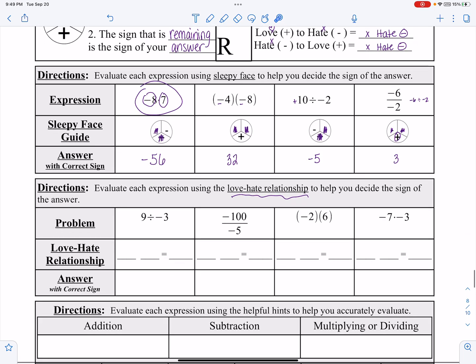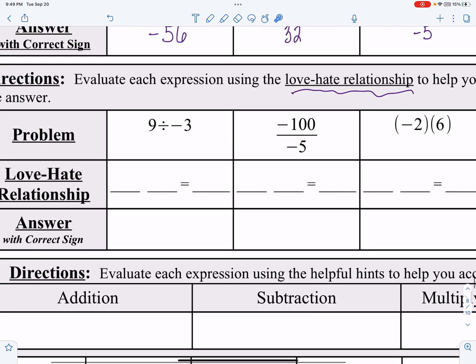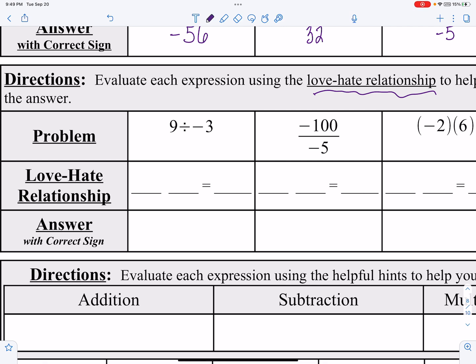Let's go ahead and we'll look at the love-hate relationship with these problems here, but also talk about our other concept that we are acknowledging. So I see it's division, so I'm going to use the sleepy eyes or the love-hate. For this one, we're modeling love-hate. So I see love is positive, so I have a love, and I have a negative, which is hate. So I love to hate. If you love to hate, that means that you hate, okay? And hate is negative, okay?